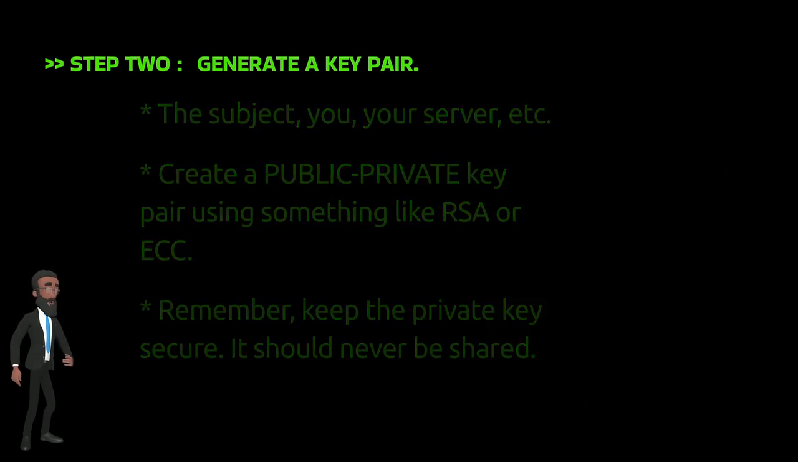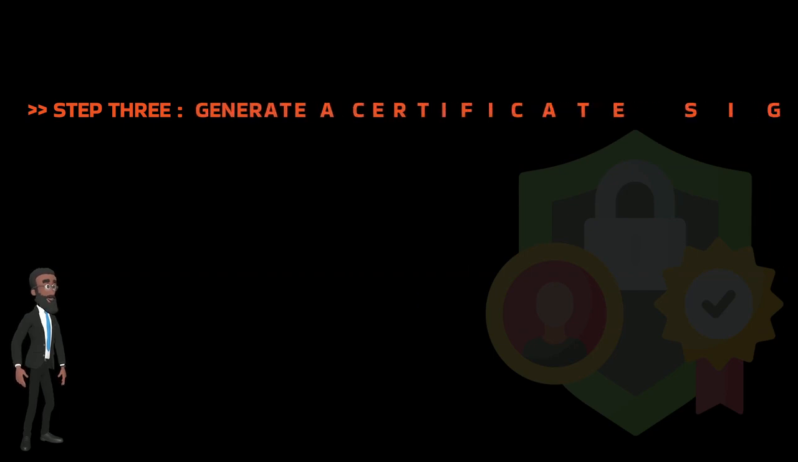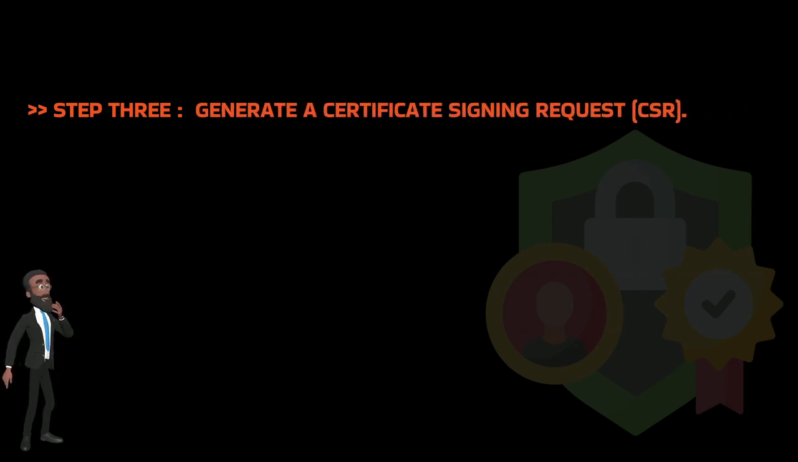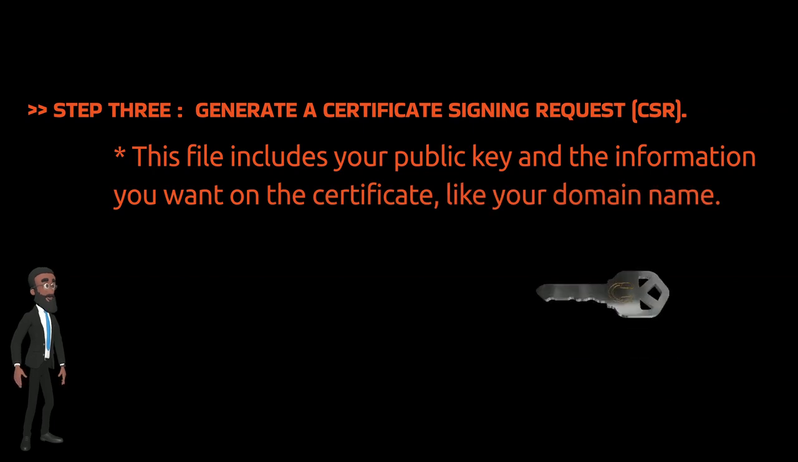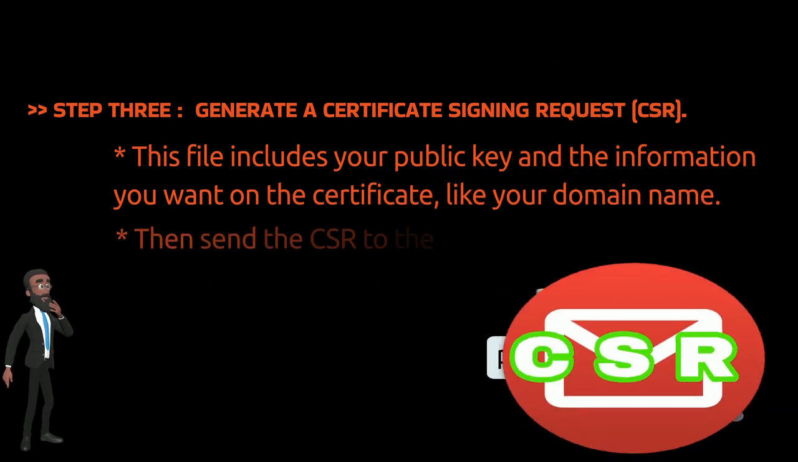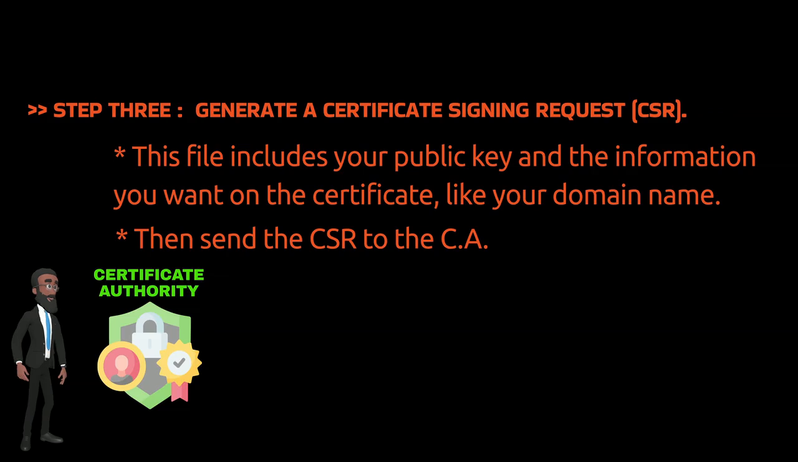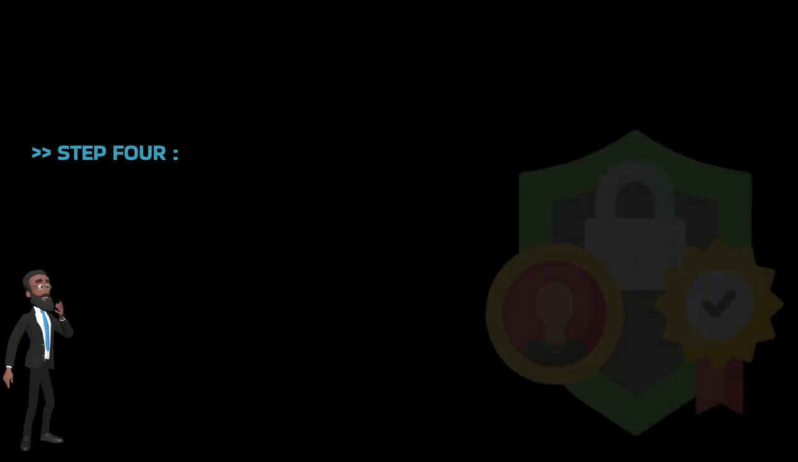Step 3. You generate a certificate signing request, CSR. This file includes your public key and the information you want on the certificate, like your domain name. You send the CSR to the CA. And then step 4. The CA verifies and signs.